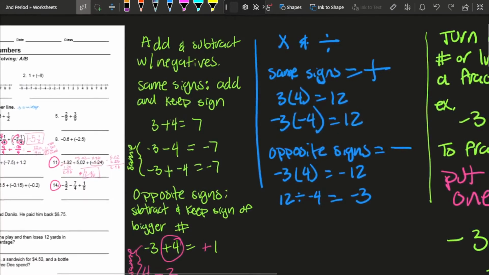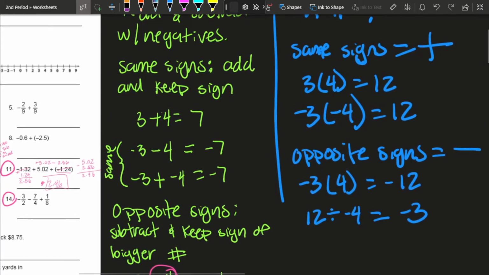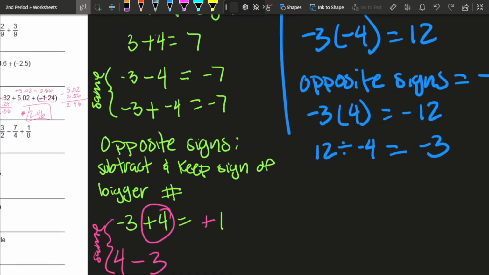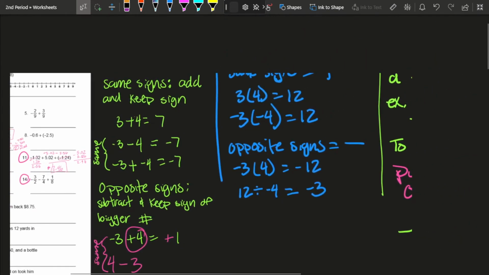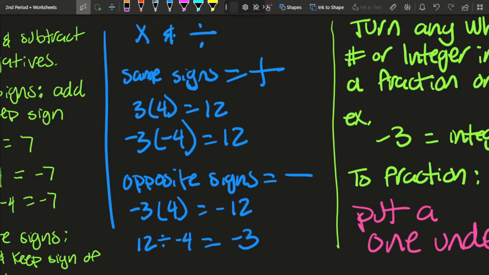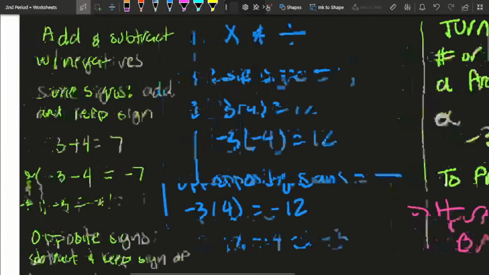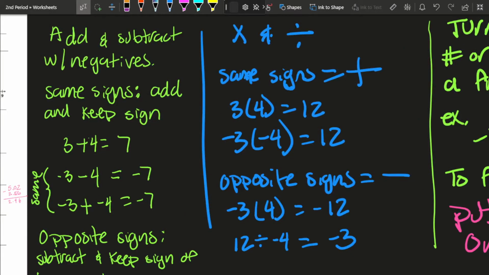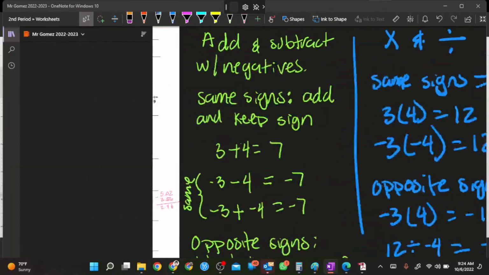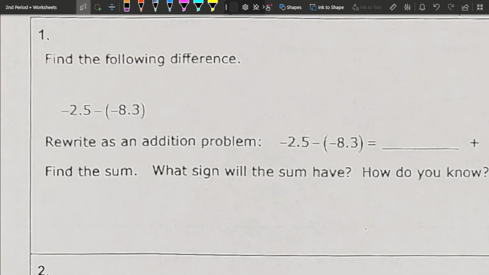Previously, we talked about these rules for adding and subtracting: same signs, you add and keep the sign, and opposite signs, you subtract and keep the sign of the bigger number. Now for multiplication and division, same signs is positive and opposite signs is negative. I know it's a lot of words to remember, so I'm going to show you something else that you might already know.